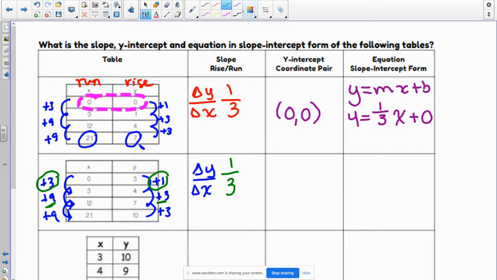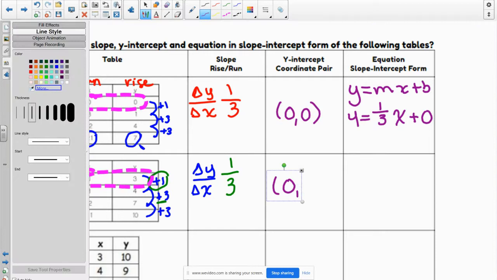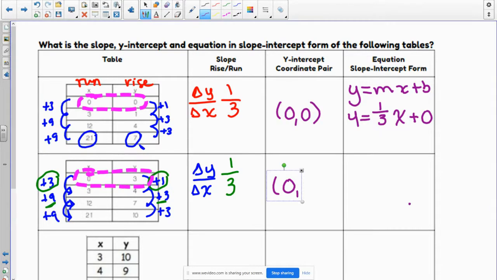Now to find the y-intercept, we're going to look for where x is 0. The good thing about this one, it is actually in the table. X is 0 here. So when x is 0, y is 3. So right there is our y-intercept. We'll write that again. 0, 3.